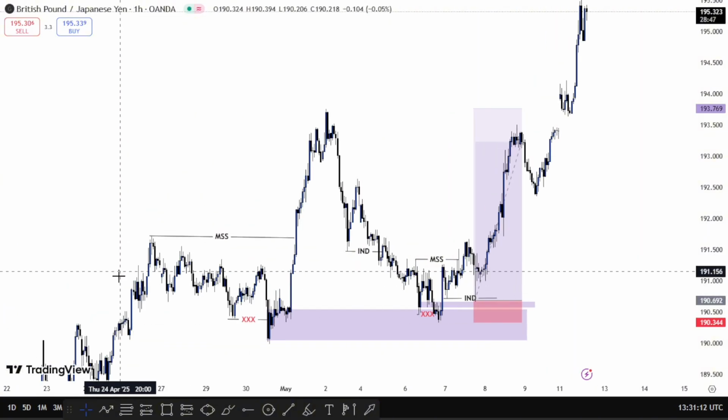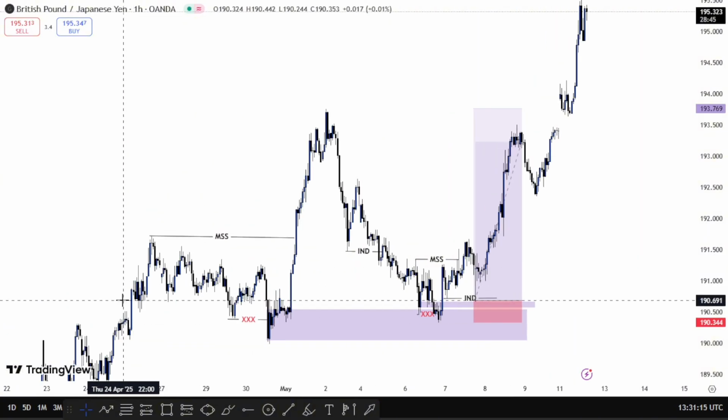So that being said, guys, you have actually learned how to do your top-down analysis, starting from the weekly or the monthly time frame, down to the daily time frame, and down to the 4 hours time frame.